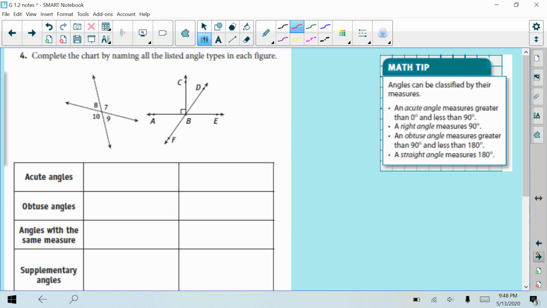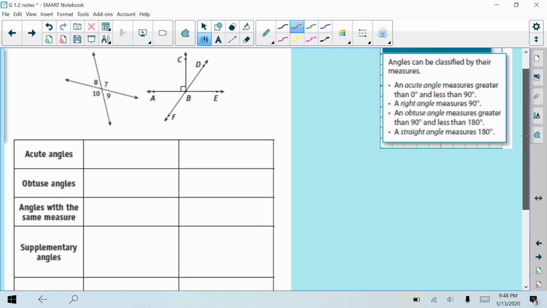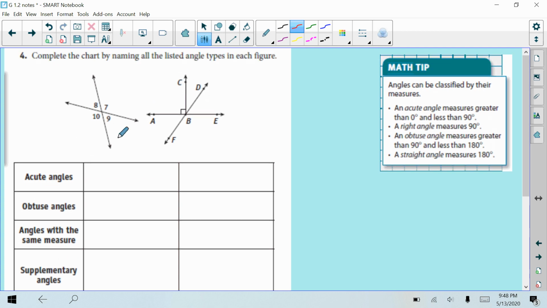Number 4. Complete the chart by naming all the listed angle types in each figure. So they would like you to list acute angles. So which in here is less than 90? Angle 8 and 9. Over here, which one's less than 90? Well, we're going to have to use 3 letters because it's not very clear. I would go with ABF.